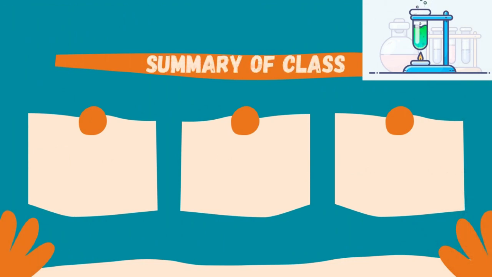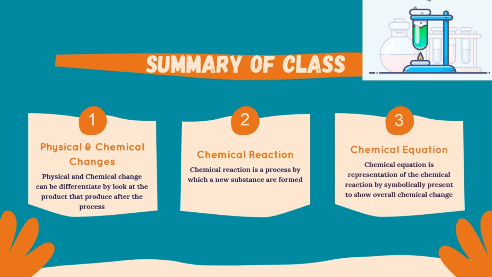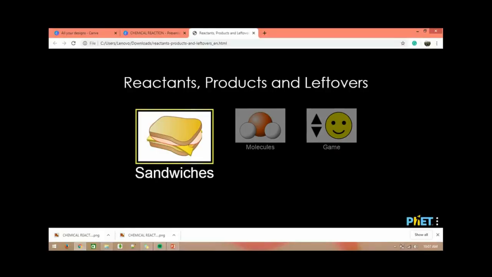And then let us summarize the lesson we have learned today. The first one is about chemical and physical changes. Physical and chemical changes can be distinguished by looking at the product produced after the process. And then the chemical reaction is a process by which new substances are formed. And the last one is the chemical equation, a symbolic representation of a chemical reaction to show the overall process.